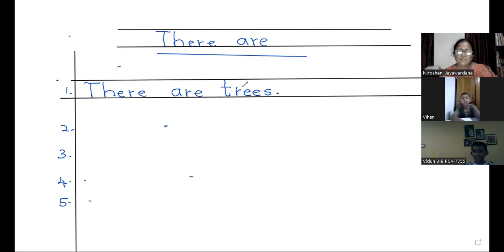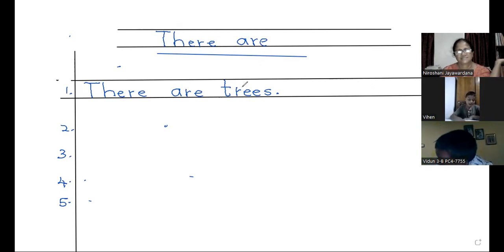Right, then we can describe the picture. Look at the picture and describe. Say three sentences looking at the picture using there is, there are. You have drawn a picture. There is a mango trees. Mango? Only tree. One tree. Mango tree, yes. There is a orange tree. There is an orange tree. Right.